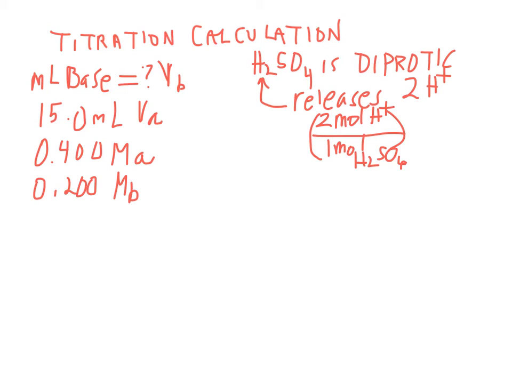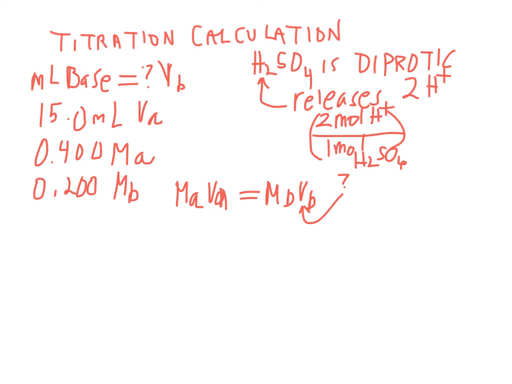Okay, so we have all of our information lined up here. We can start with moles of acid. So MaVa equals MbVb. Moles of acid equal moles of base. We are looking for the volume of the base, so that's our unknown. So we're going to solve for that.